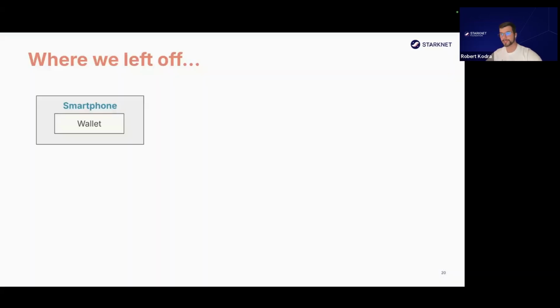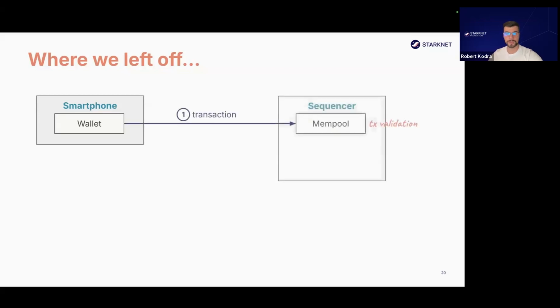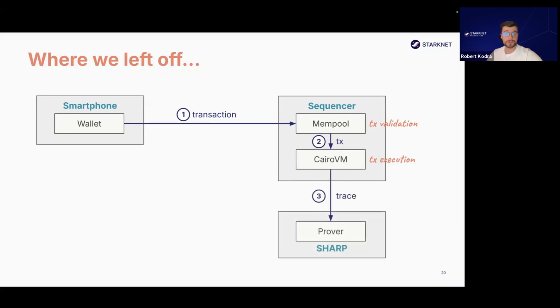So as you remember, this is where we left off. We have the smartphone, your wallet. With your wallet, you can initiate a transaction. Then this transaction arrives at the mempool, to the sequencer. In the mempool, there's some transaction validation happening. If the transaction validation is correct, then the transaction is picked up by the sequencer and executed in the Cairo VM. Then the trace is sent to the prover, to Sharp.